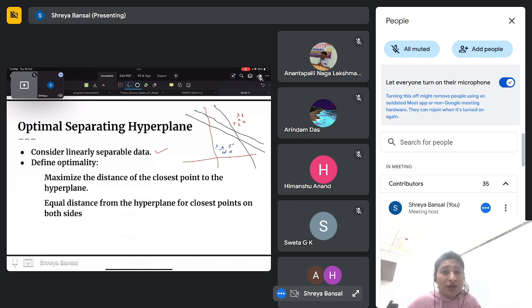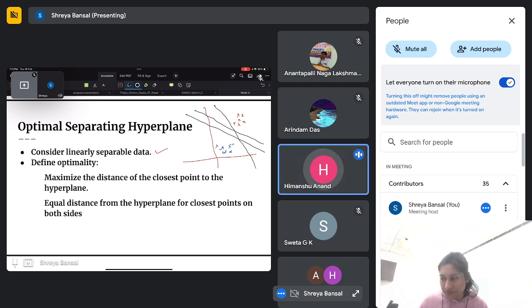So how can you say which boundary is more optimal? Do you have any criteria of optimality? What can be the optimal criteria for choosing one of these hyperplanes? Can any one of you tell me, just by intuition, which boundary you would choose as the optimal one? Anyone?